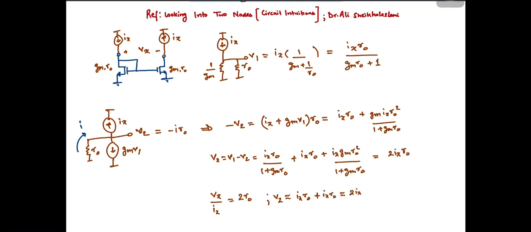Similarly, if we neglect 1 in front of Gm R0 in the expression for V1, we are left with Ix R0 over Gm R0. The R0 cancels, and thus we have Ix over Gm. So the ratio of V2 by V1 comes out to be 2 times Gm R0. This is unique in the sense that in a purely differential operation, we expect V2 and V1 to be the negative of each other. However, here we see that the magnitude of V2 is much larger than the magnitude of V1.